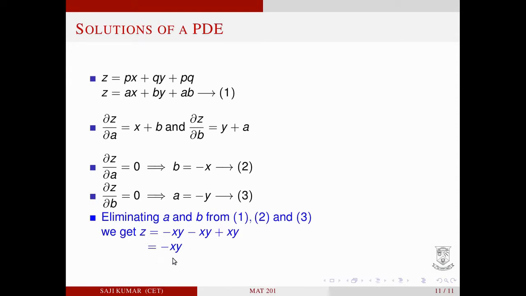This simplifies to the solution z = -xy. So this solution is called the singular integral of the differential equation z = px + qy + pq. This is called the envelope of the family of solutions z = ax + by + ab. Note that the singular integral need not exist for all given partial differential equations. Here, because we have the eliminant between equations 1, 2 and 3, we have a singular integral.